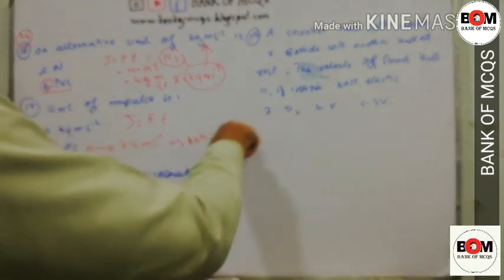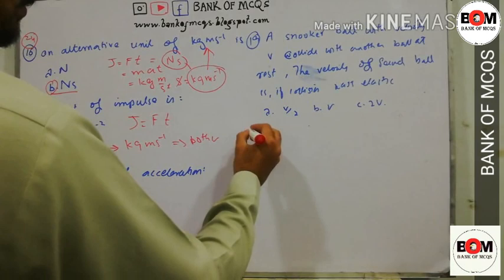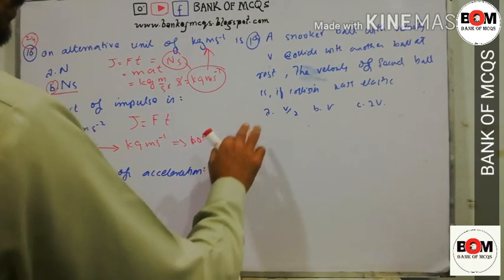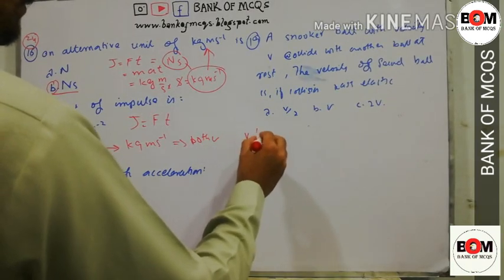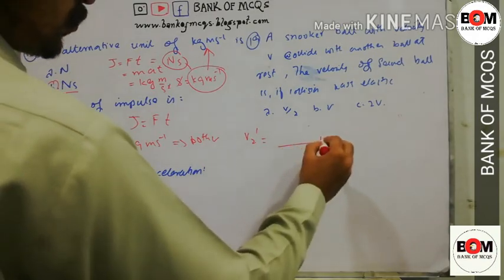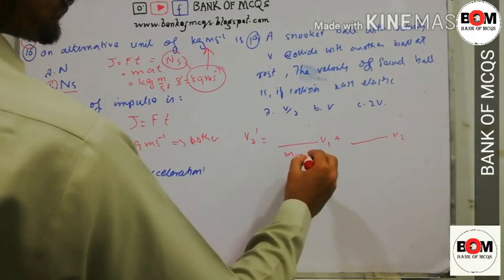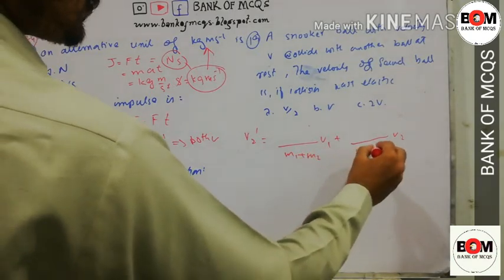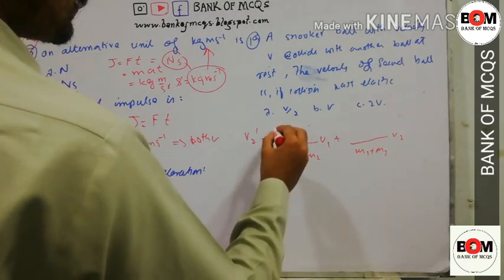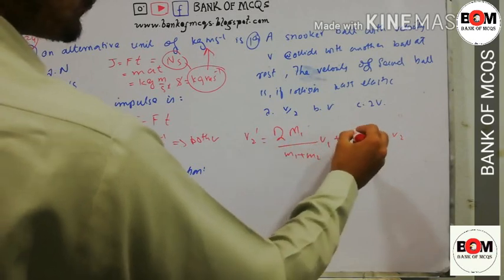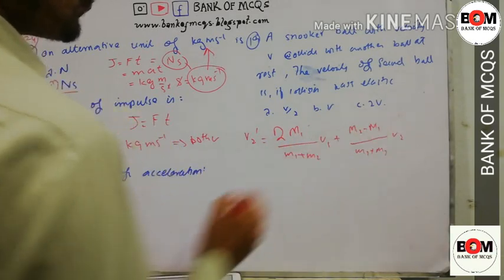So we will write the formula for v2 dash, v1 dash is not needed. v2 dash is equal to (v1 plus v2) divided by (m1 plus m2), multiplied by 2 m1, plus (m2 minus m1) times v2 over m1 plus m2.